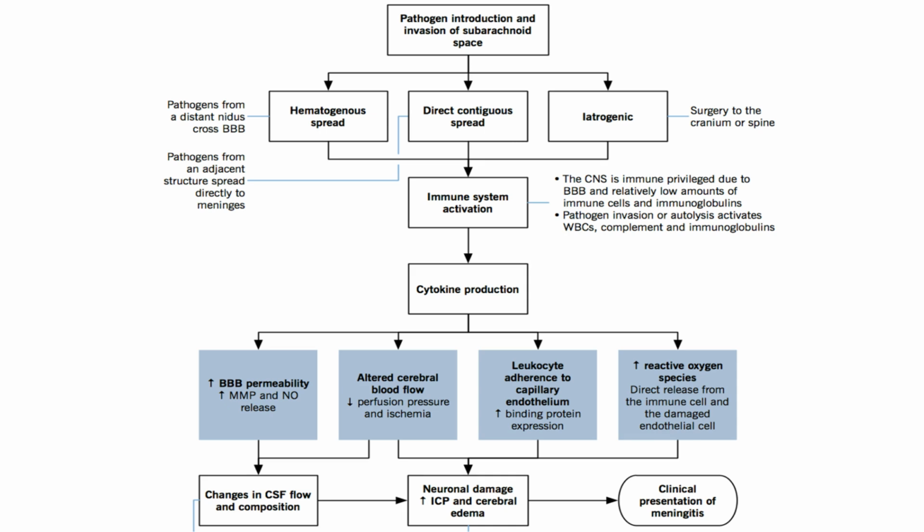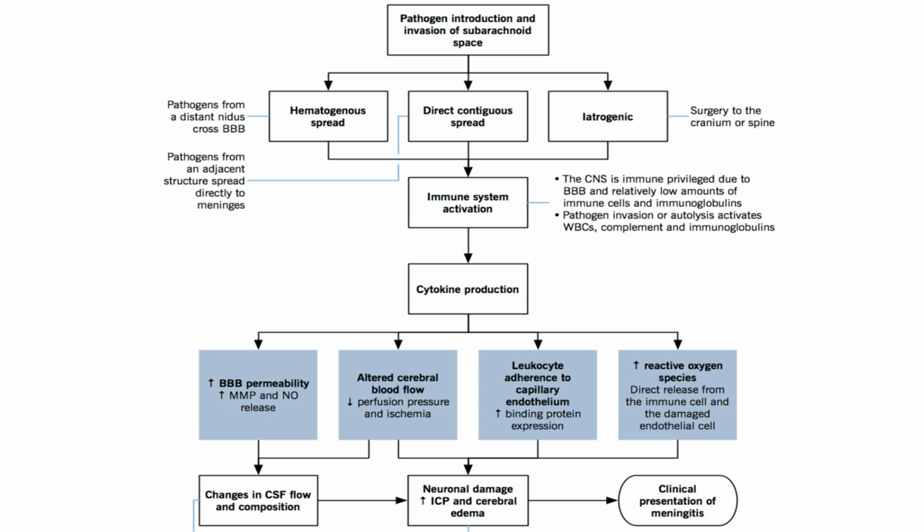Bacteria enter through the respiratory tract, establish nasopharyngeal colonization, then invade the bloodstream, bacteremia. They cross the blood-brain barrier and multiply in the subarachnoid space, triggering immune system activation. Critical consequences follow through cytokine production, increased BBB permeability. Matrix metalloproteinases, MMPs, and nitric oxide, NO, are released, breaking down the BBB and allowing more pathogens and inflammatory cells to enter.